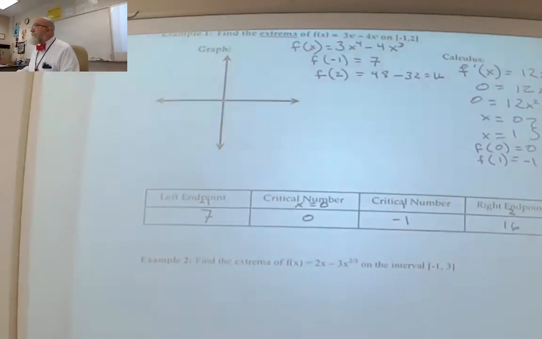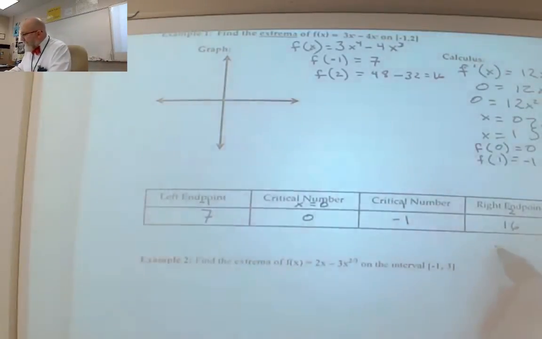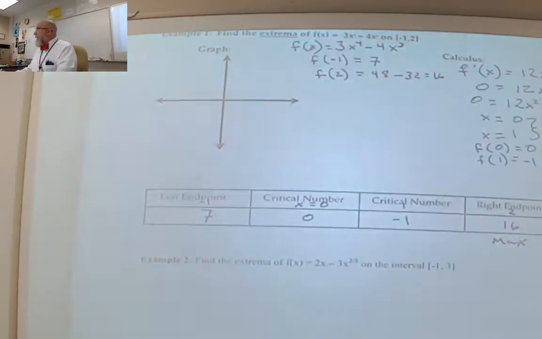Which one's my max? 16. Which is my min? -1.